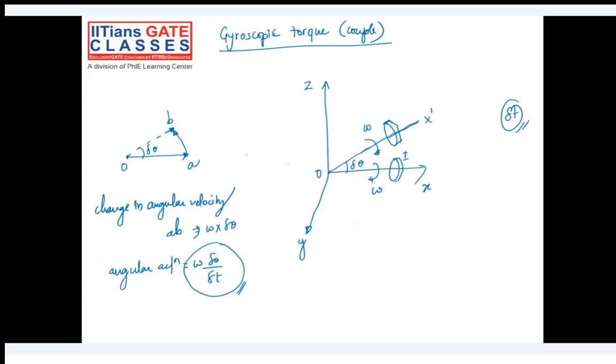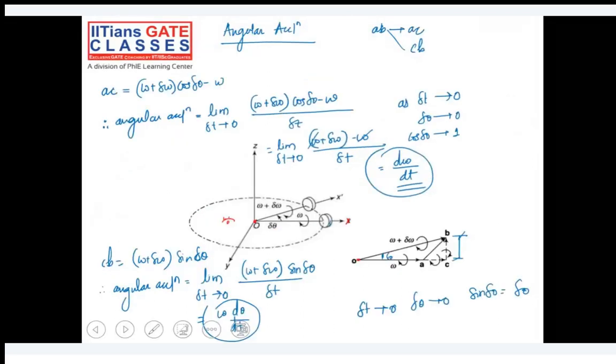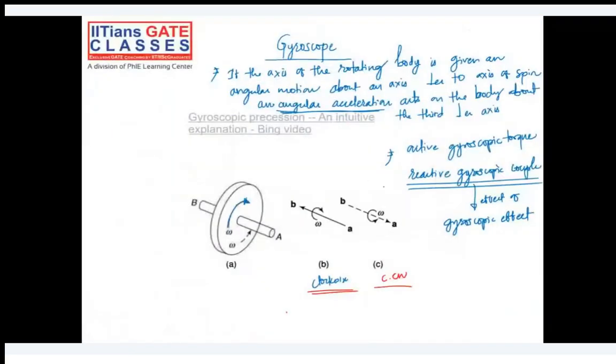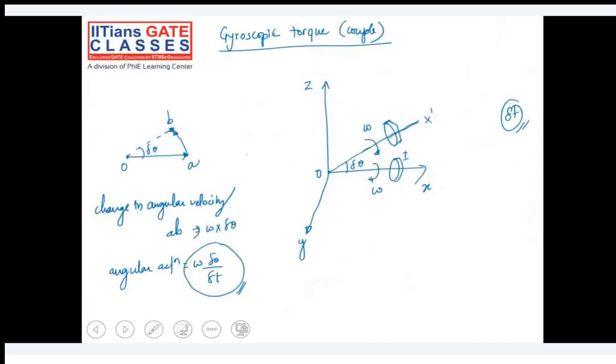So let's try to understand the second and third points: what is active gyroscopic torque and reactive gyroscopic torque, as I mentioned in the first slide itself. We'll study these two points now in this figure. This A to B, if you see here, is your active gyroscopic torque. The torque required to produce this angular acceleration is called active gyroscopic torque. So A to B is like an applied couple, or active gyroscopic torque.